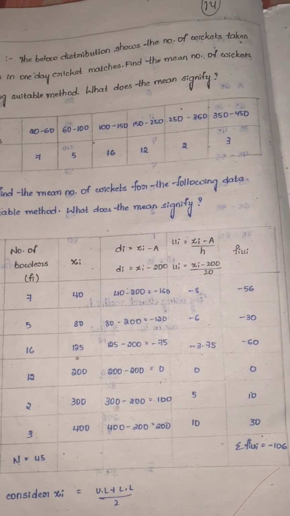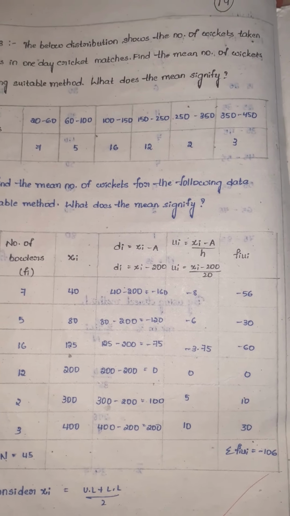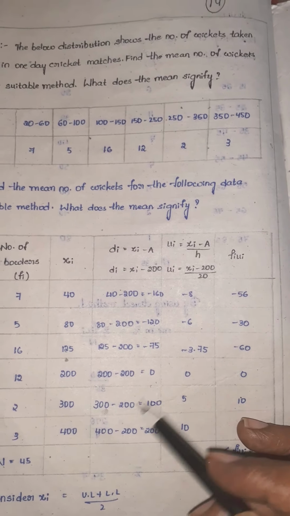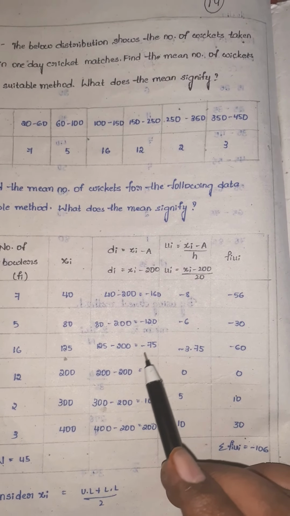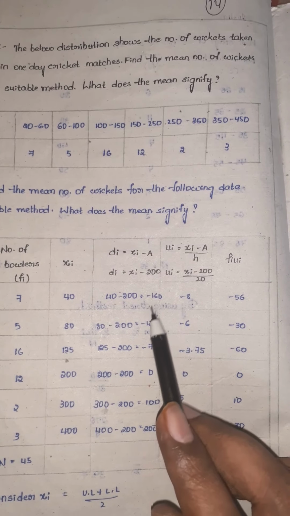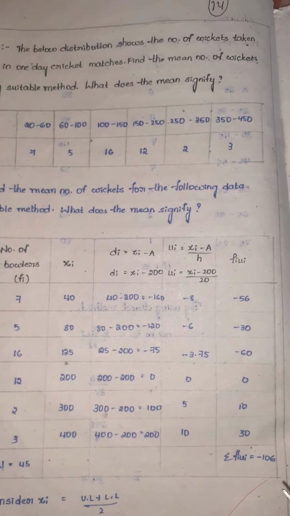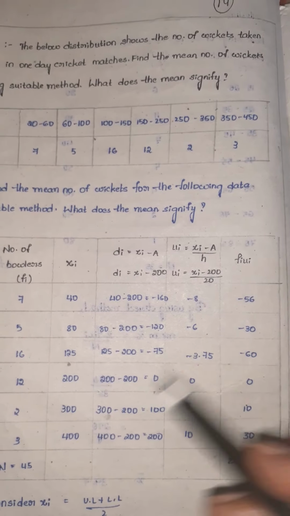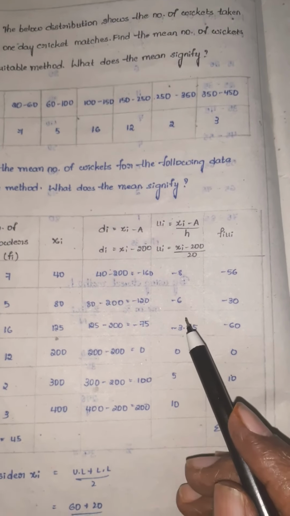Not all are multiples of 20, they are multiples of the same number. So they are multiples of the same number, so they are not multiples of 20. Why? Because 75 is missing. But they are multiples of the same number, and that number, it all goes in the 5 table, so they are multiples of 5. So we have to use the step deviation method.